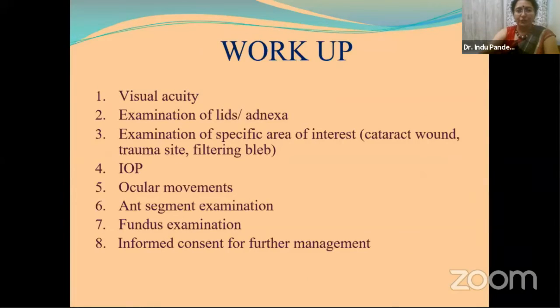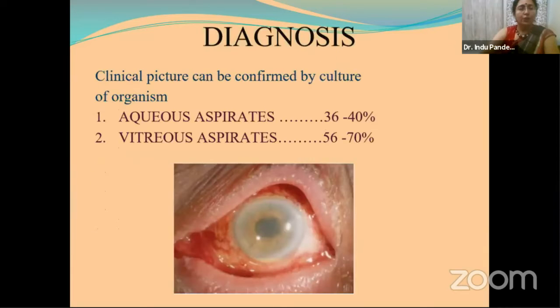So workup of a patient of endophthalmitis should be considered as an emergency because the pathogens and the toxins can rapidly damage the ocular structures. Most importantly, informed consent for all further management needs to be done. So once you have made the clinical diagnosis, it needs to be confirmed by identification of the organism, and the best samples to take are those from the aqueous and vitreous.